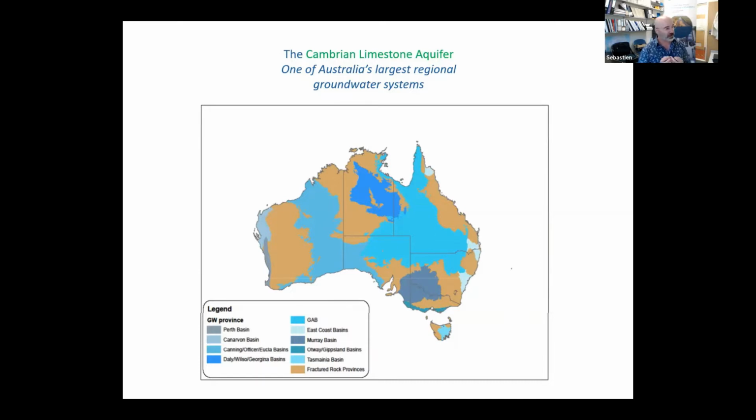And like all of these regional groundwater flow systems, it's not a simple entry and exit point for groundwater. They're very complex with numerous flow paths, and we're still learning about them. Some of the things we're learning about them are still very basic. For example, for the Cambrian limestone aquifer, we're still not sure exactly how big it is. The edges are still a little bit fuzzy.